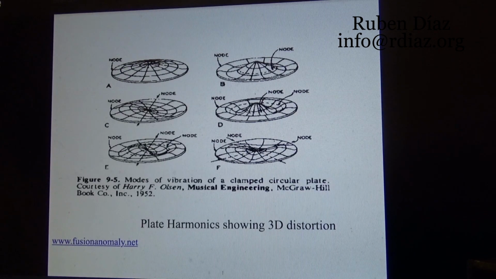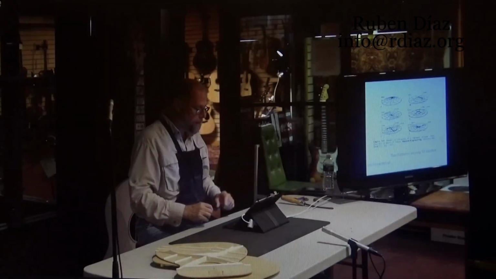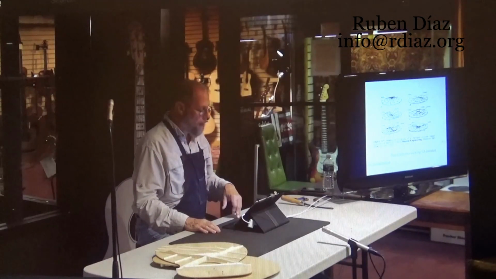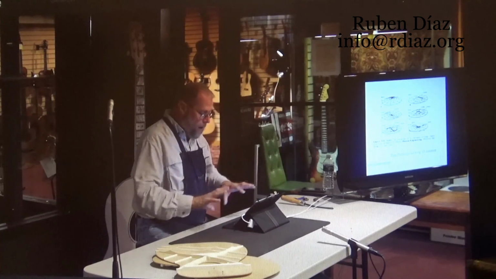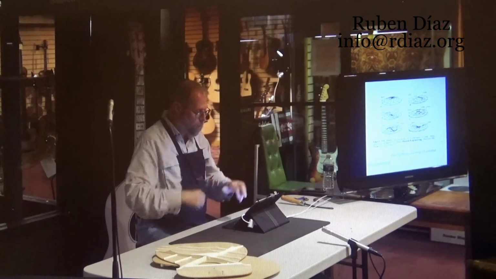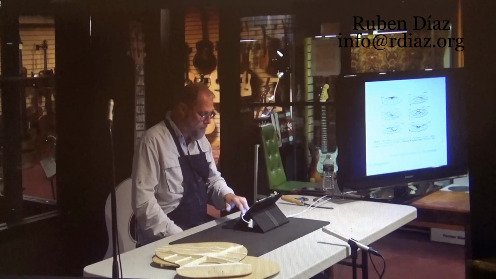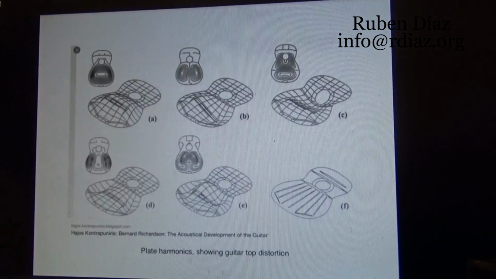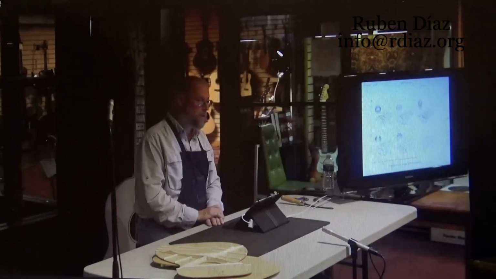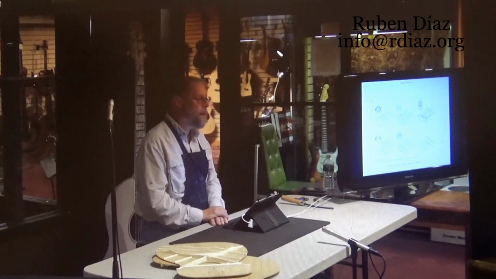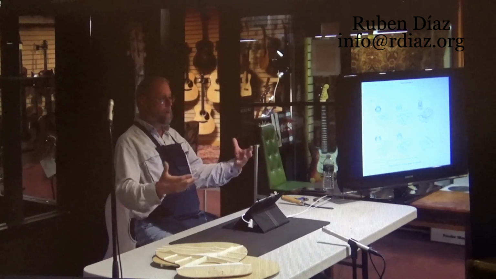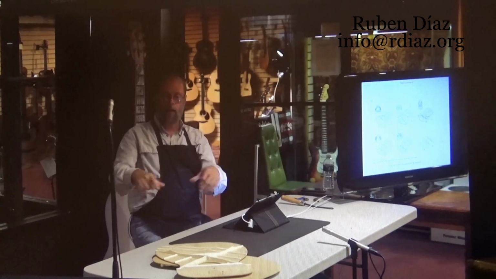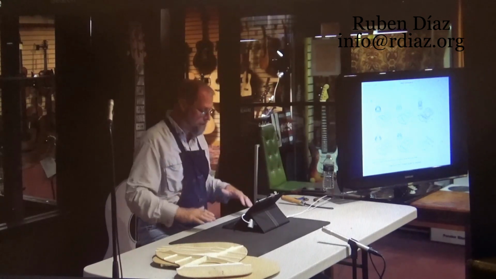This is an illustration of a round plate that shows the various modes: the first, second, third, on and on there. I'm not going to get too much into the technical part of that. This is a classical guitar top, an illustration showing that the top actually vibrates in those modes. Again, it's important to understand that the top will vibrate in whatever modes it can, and in these modes simultaneously.